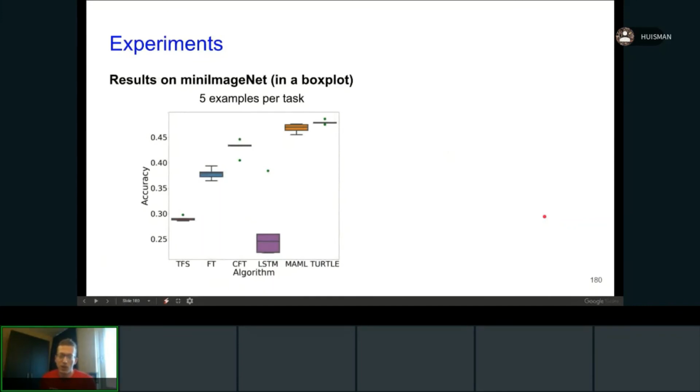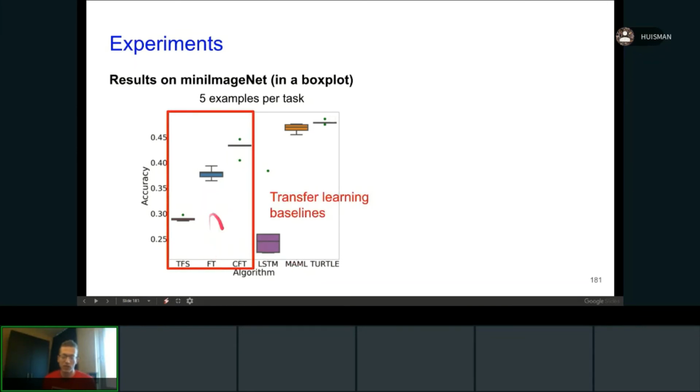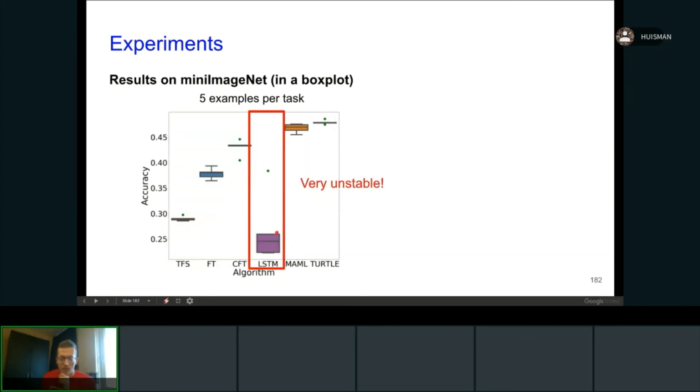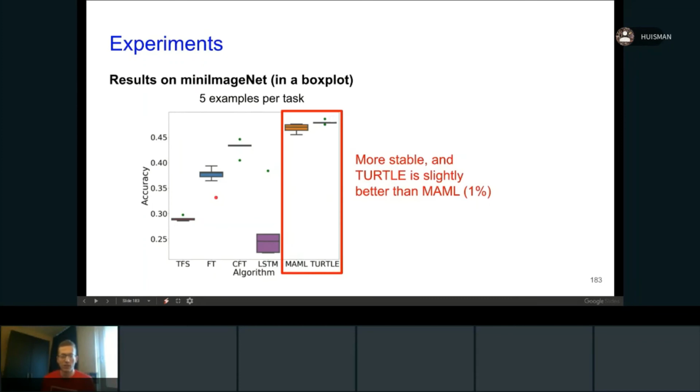So this is if you have 5 examples per task. This shows the accuracy, and the x-axis shows the algorithm. So the first 3 techniques are really transfer learning baselines, so they are not too important. This is the LSTM meta learner, which as you can see is very unstable as the performance is quite bad, and there is only this one outlier which is decent-ish but still outperformed by the transfer learning baselines. Looking at MAML and Turtle, we see that they're already much better than the LSTM meta learner, and we also see that Turtle seems to have a slight edge compared with MAML.